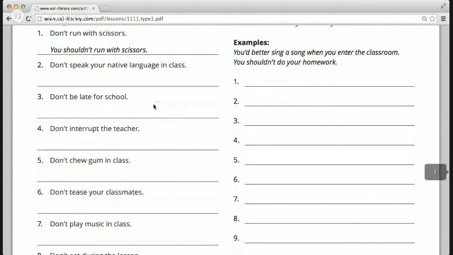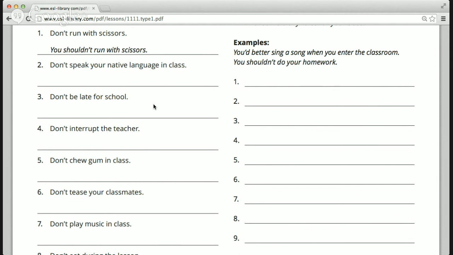Don't speak your native language in class. You'd better not speak your native language in class. Good. All right. Very good. Number 3, Tala. Don't be late for school. You shouldn't be late for school. Good. Nice job.